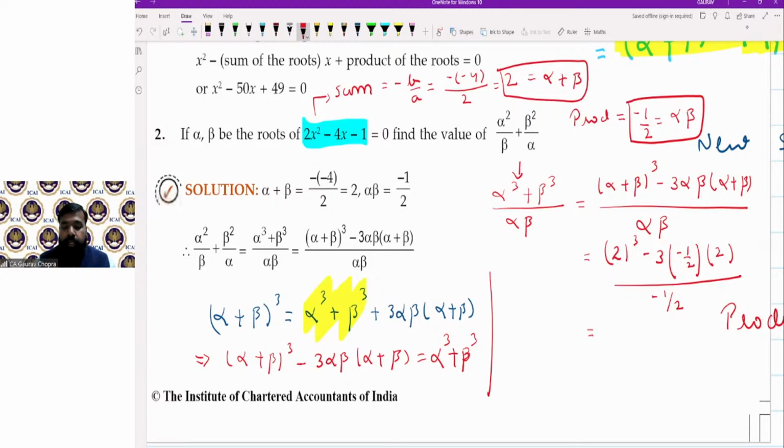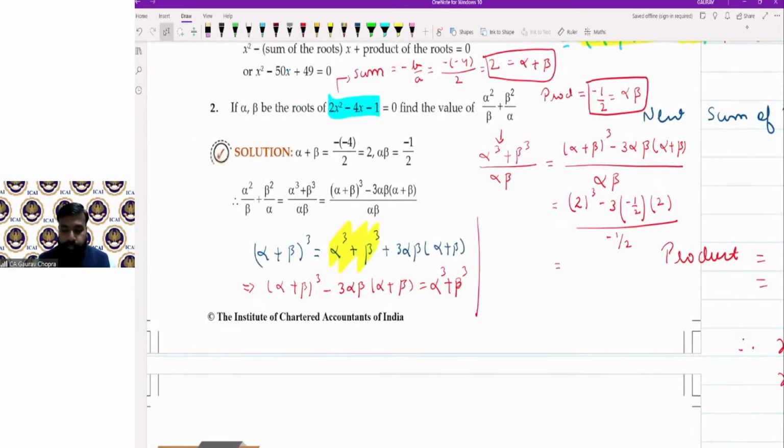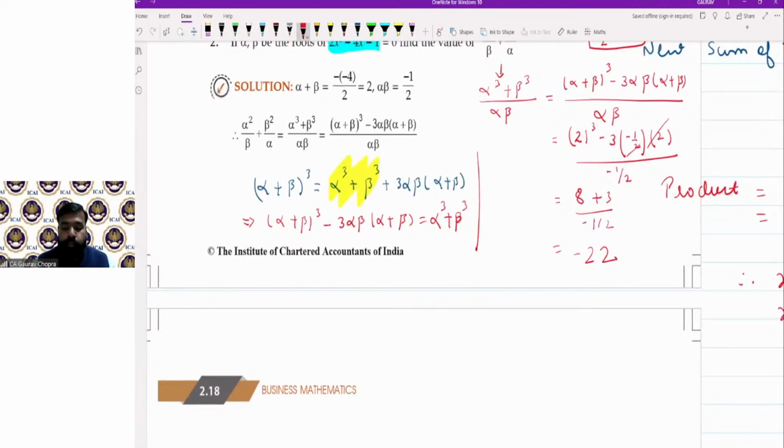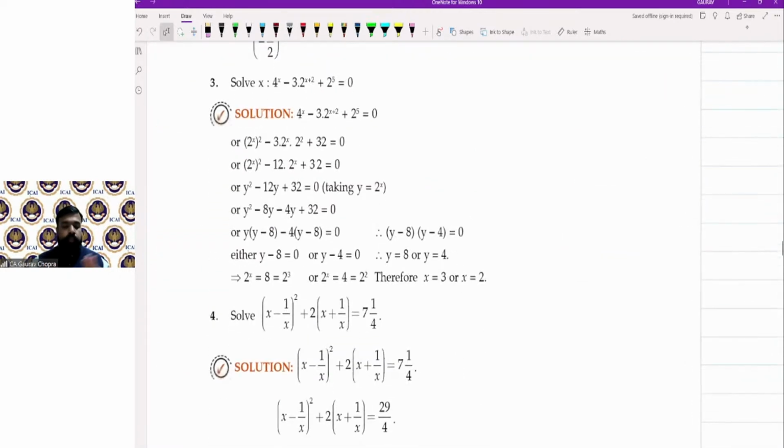Now let's multiply and solve. So it is 8. 2 and 2 are cancelled, plus 3 upon minus half. So what will be the final result? The result will be minus of 22. So that was illustration number 2.